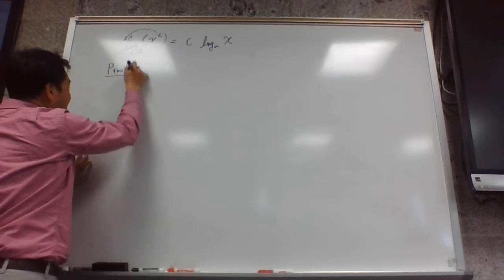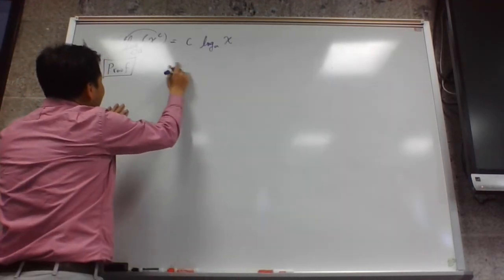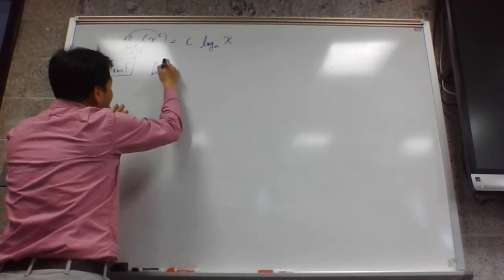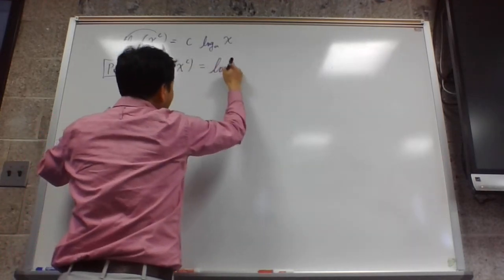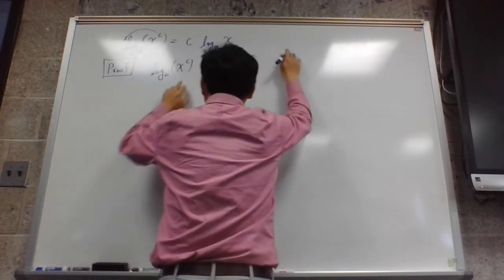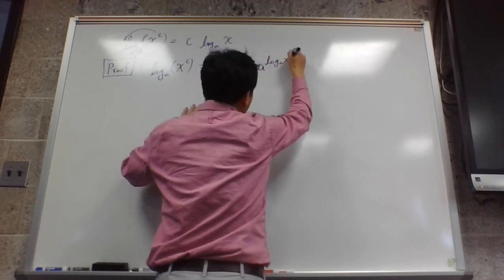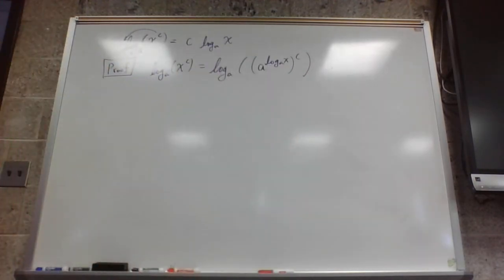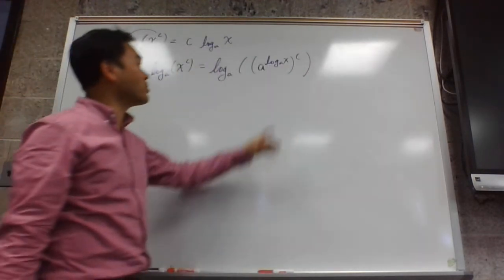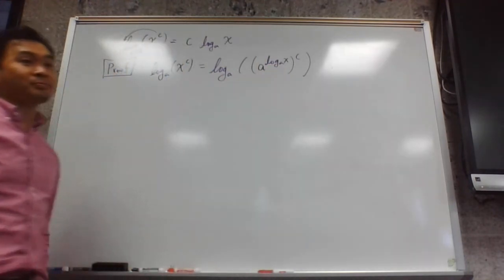I actually wrote this five-letter word. Proof. Right? You start from log a of x to the c, and I'm also going to make this thing go worse before it gets better. So x is a to the log base a of x to the c. Okay? And as before, a and log a cancel to give you x. So it's the same thing as before.